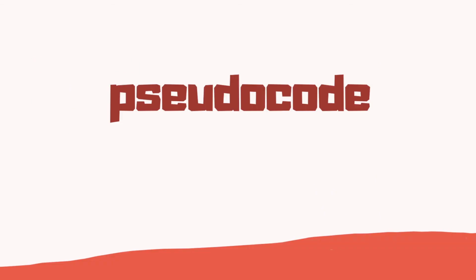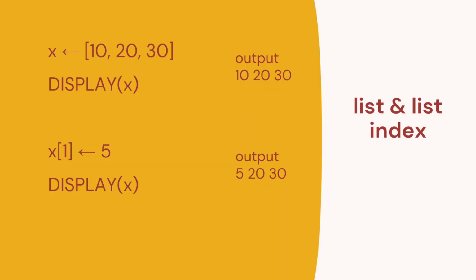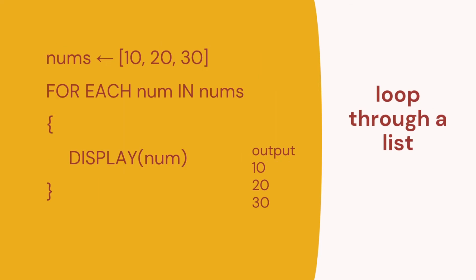The pseudocode. Here we've got a list that we can display of 10, 20 and 30, and also we've got the element. So we change the element x1. Notice here with pseudocode the list starts at 1 and not 0. So x of 1 is the first element, not x of 0. So in pseudocode it's different from Python. So that can be a bit confusing.